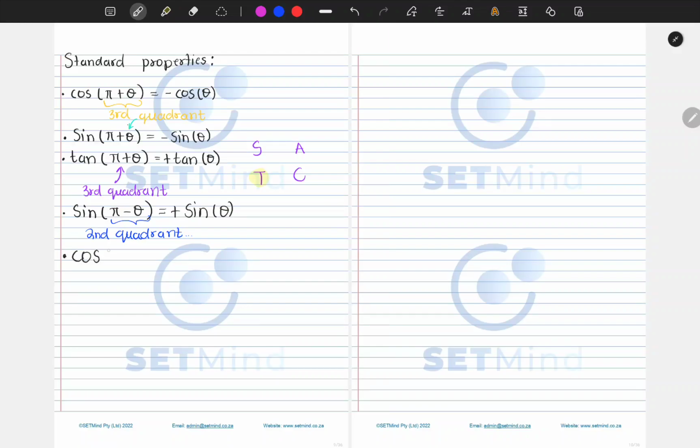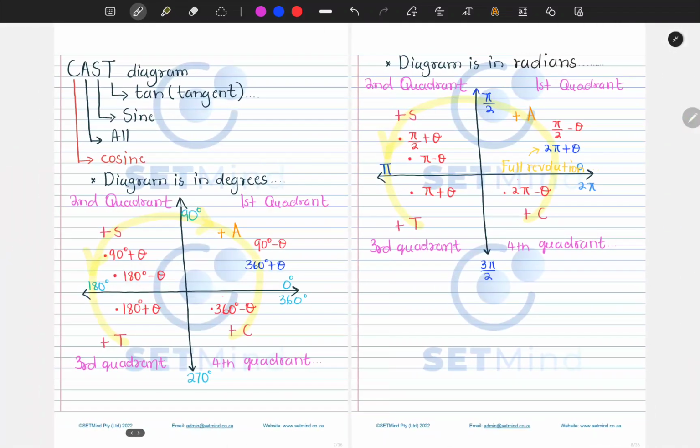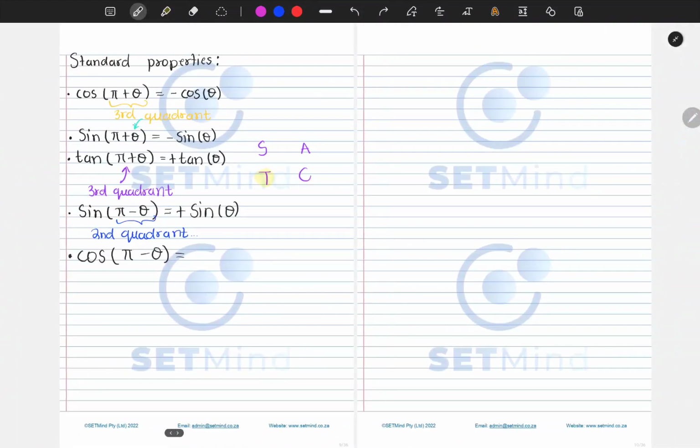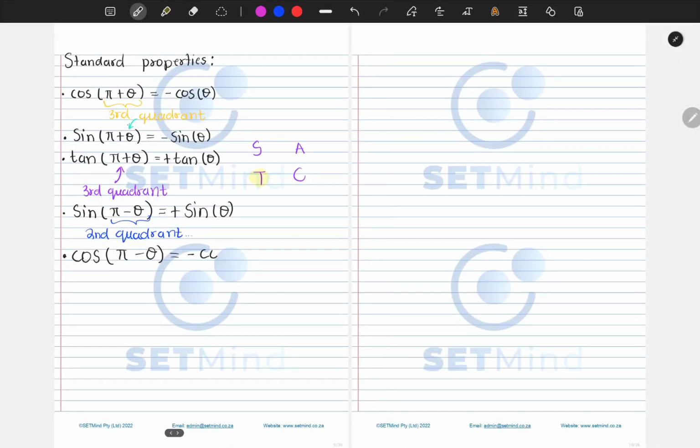Then we go and do the same with cos of pi minus theta, which is in the second quadrant, and only sine is positive. That's what the S is for. So this means everything else is negative. So you'll have negative cos of theta. Then we can go to our tan. Tan of pi minus theta. Tan is in the second quadrant here because of that angle and it is negative. Only sine is positive there.